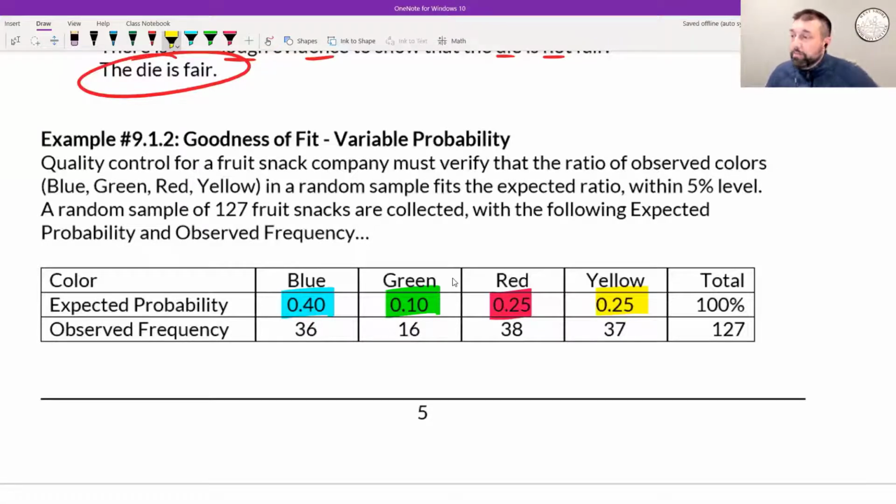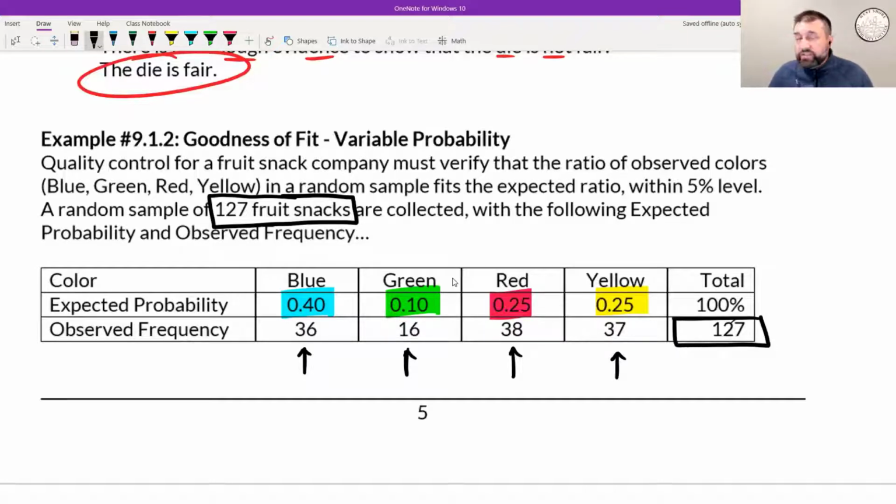And so we go out and we buy a big bag of fruit snacks, and that bag of fruit snacks has 127 fruit snacks in it. And we count. Of those 127, 36 were blue, 16 were green, 38 were red, and 37 were yellow. So of our 127 fruit snacks in our experiment, this is the distribution that we got. How well does our distribution of blue, green, red, and yellow match up with the factory's theoretical distribution?